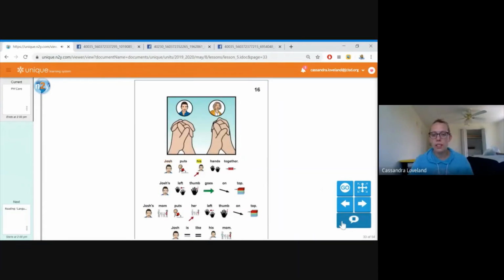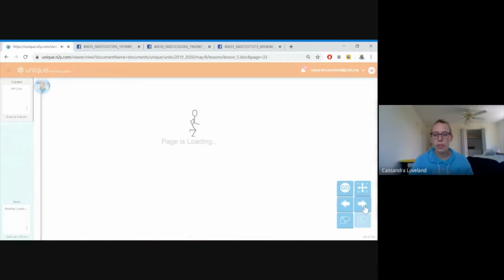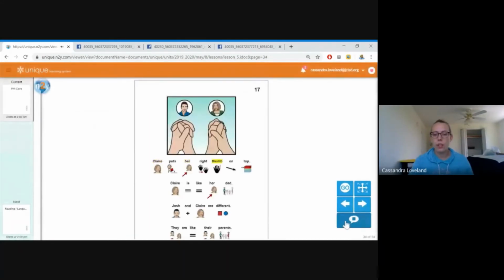Josh puts his hands together. Josh's left thumb goes on top. Josh's mom puts her left thumb on top. Josh is like his mom. Claire puts her right thumb on top. Claire is like her dad. Josh and Claire are different. They are like their parents.